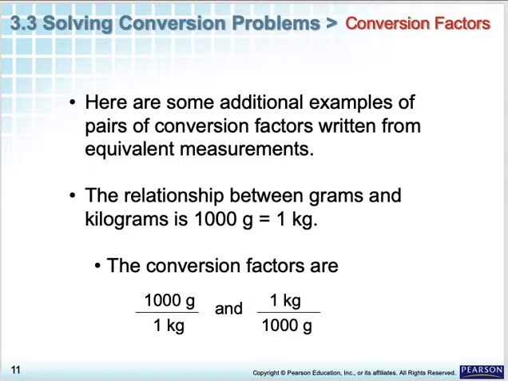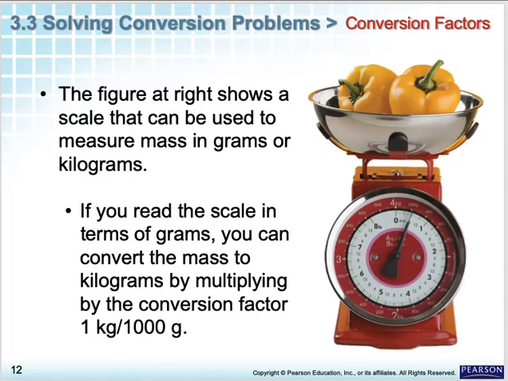So we have a conversion factor here that 1,000 grams equals 1 kilogram. So I could write it either as 1,000 grams divided by 1 kilogram or 1 kilogram divided by 1,000 grams. Here you can see on the scale of that picture that there are actually 2 different units being used, and you could use either. And so we're basically doing that kind of calculation. We're just converting it from one unit to another.